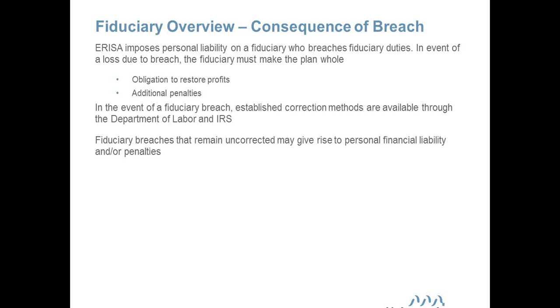If there is a fiduciary breach, that doesn't mean they're going to come and take your house necessarily. There are correction methods. You can go through the Department of Labor or the IRS and actually correct certain mistakes. But fiduciary breaches that remain uncorrected may give rise to financial personal liability and penalties.